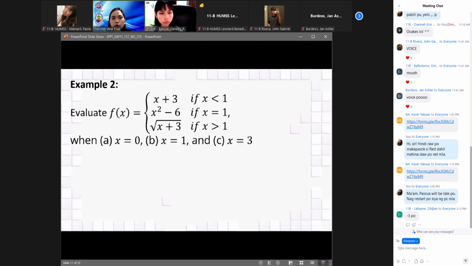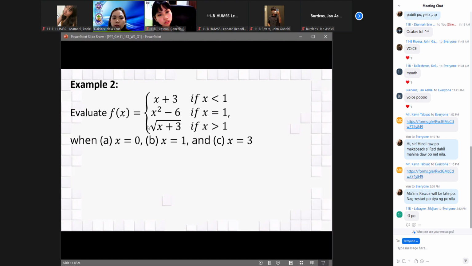Okay. So, how about if we have like this example? Evaluate f of x is equals to x plus 3 if our x is less than 1, and then x squared minus 6 if our x is equals to 1, and then square root of x plus 3 if our x is greater than 1.